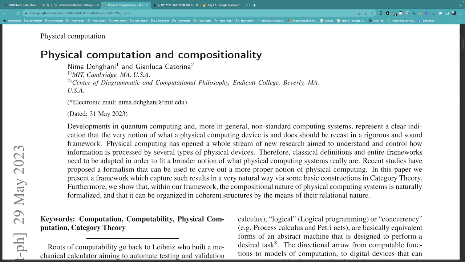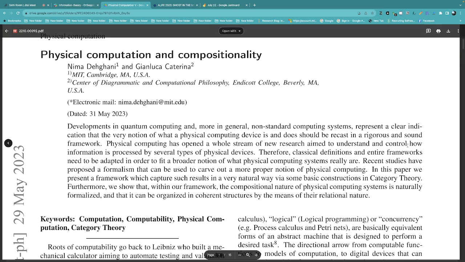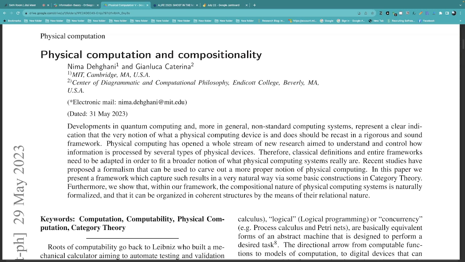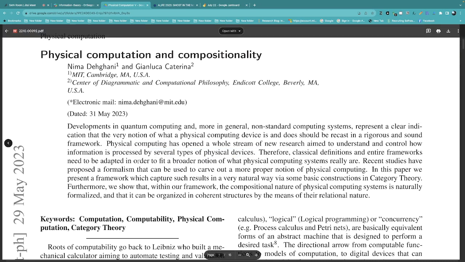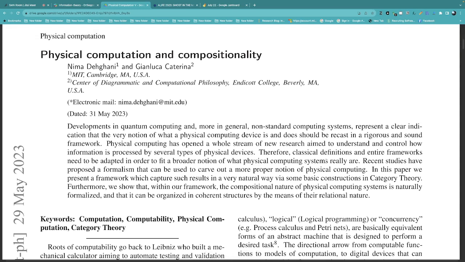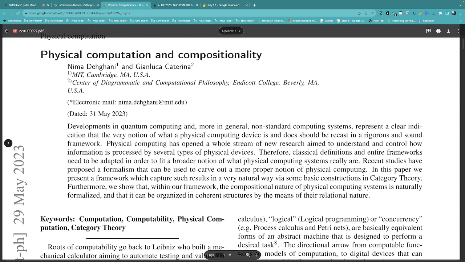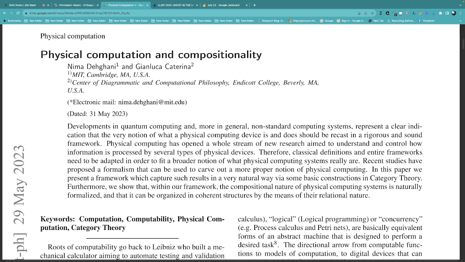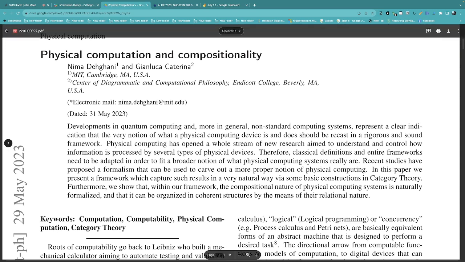Physical computing has opened up a whole stream of new research into understanding and controlling how information is processed by several types of physical devices. And it could be systems like cellular systems or material systems, or regulatory networks, circuits like that. Therefore, classical definitions and entire frameworks need to be adapted in order to fit a broader notion of what physical computing systems really are. Recent studies have proposed a formalism that can be used to carve out a more proper notion of physical computing. Now, this is where they get into the compositionality.